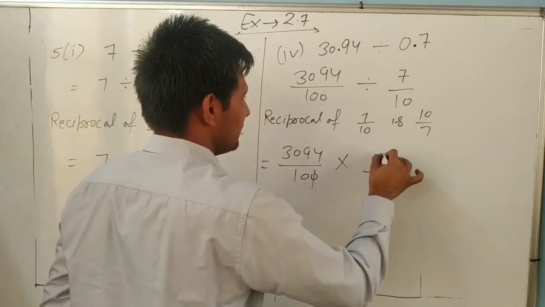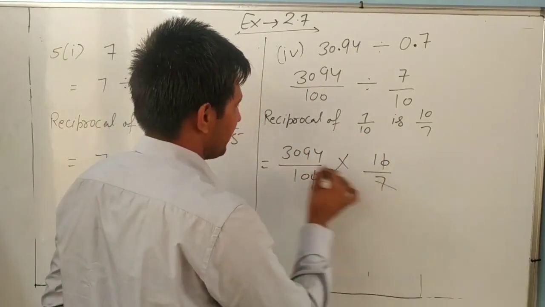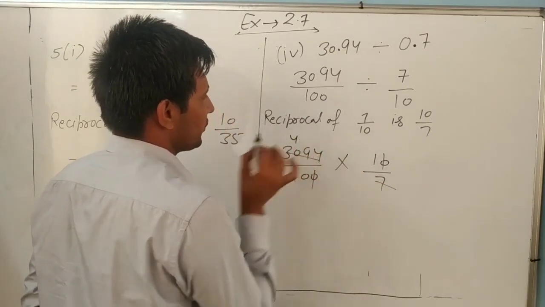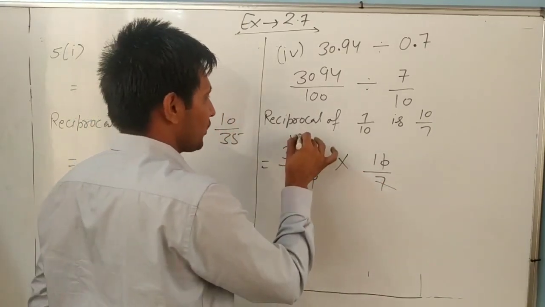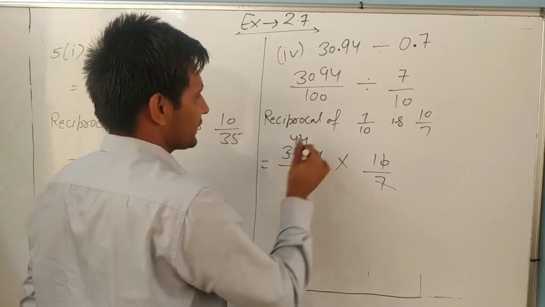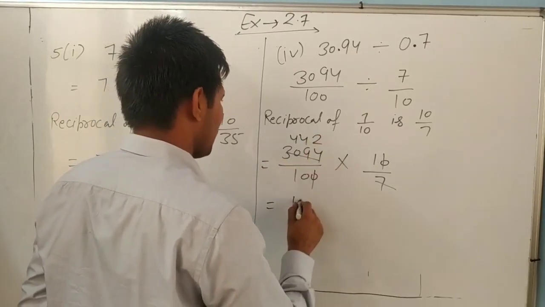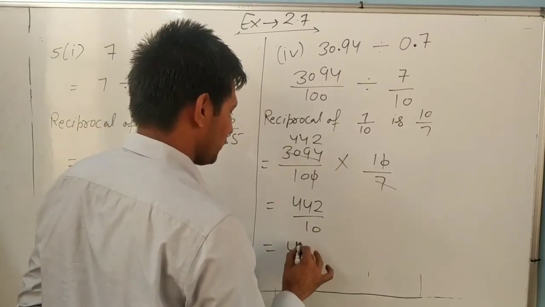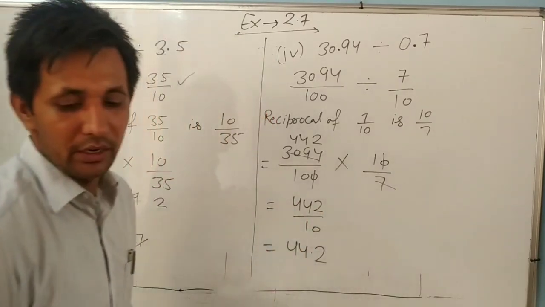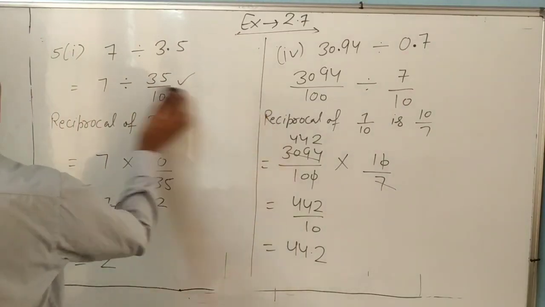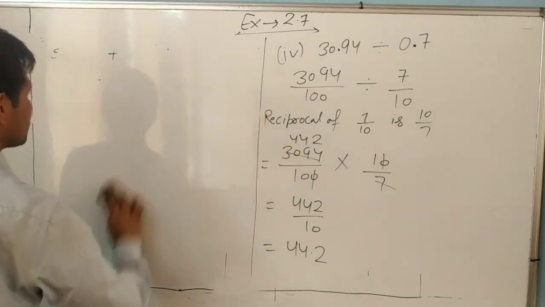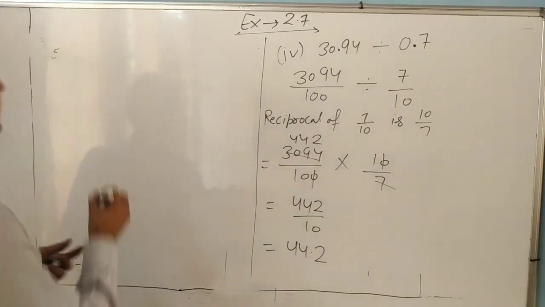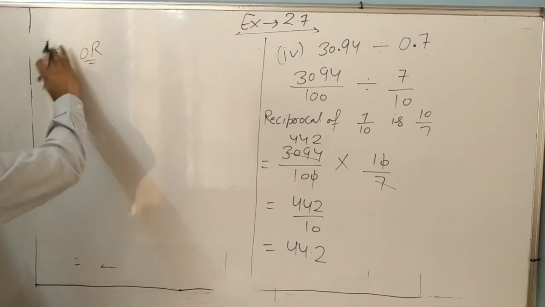Cancel 0 with 0. 7 fours are 28. Next, 7 twos are 14. So 442 divided by 10. How many 0s? 1. Which means 44.2. It is our answer. Understand here? Otherwise, you can solve by this method also.